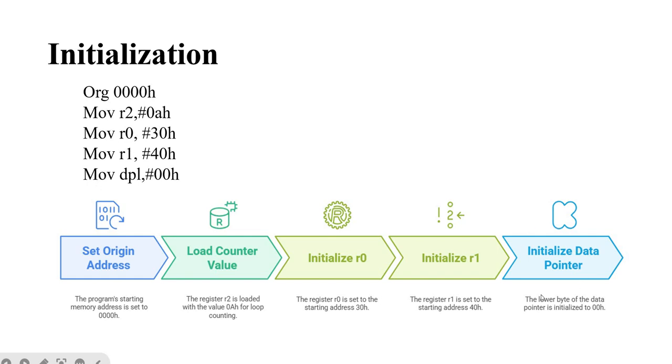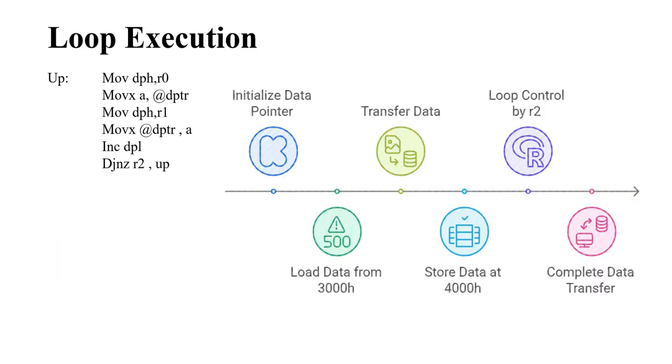After that, we will initialize the data pointer. Here the lower byte of the data pointer is initialized to 00H. For that we'll use the instruction MOV DPL, #00H. Once the initialization process is completed, the next step is execution of the loop. So these are the instructions which are used in the loop execution.